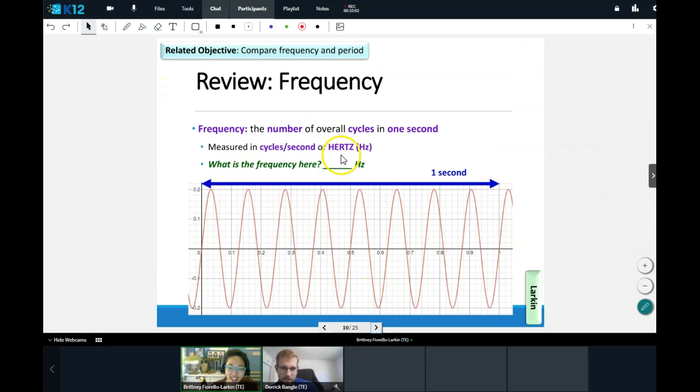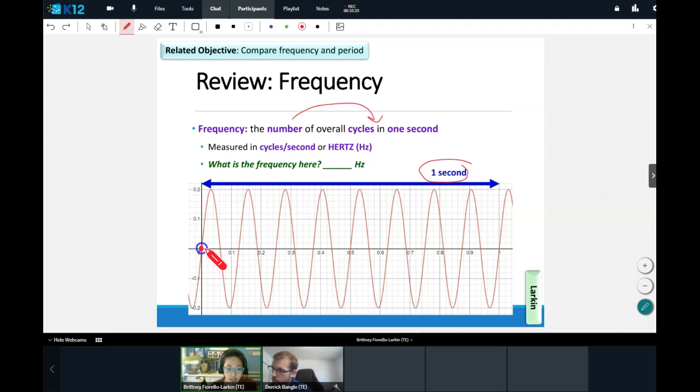All right, let's go ahead and talk about this. We already reviewed frequency. Let's practice it one more time, because frequency will be related to our period today when we talk about period. So first off, again, frequency is just counting the number of cycles in 1 second. And I have a second snippet here. So we need to go ahead and count the number of cycles.